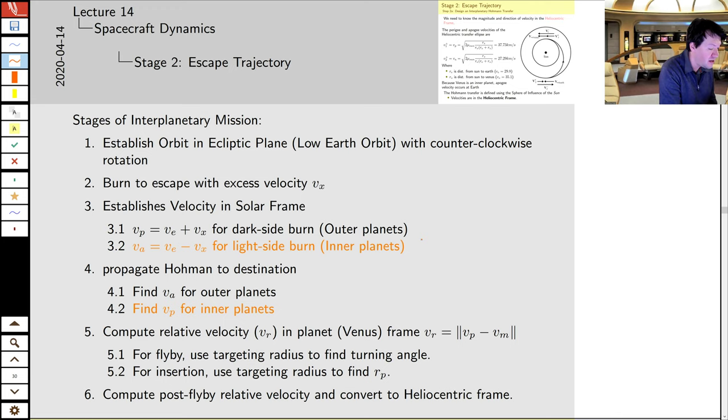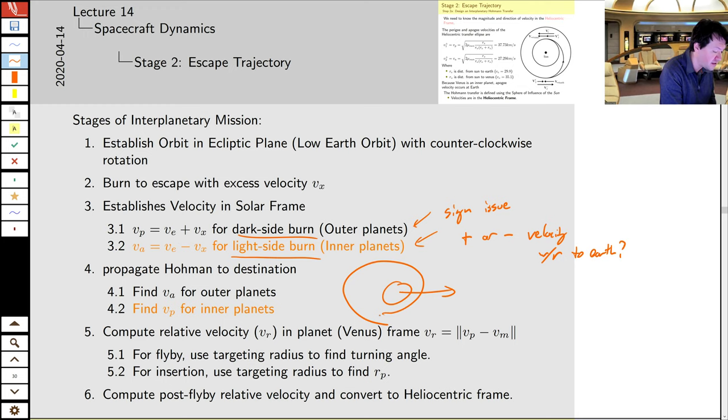And the question is, well, we had that sign issue. Do we want our velocity with respect to the Earth to be positive or negative? For that, the timing of our departure matters. When we leave the Earth's sphere of influence matters, because remember, the Earth is moving that way. We're moving around the Earth like that. So if we depart at this point, we'll be going that way. If we depart at that point, we'll be going that way. And we'll discuss that in a little bit.